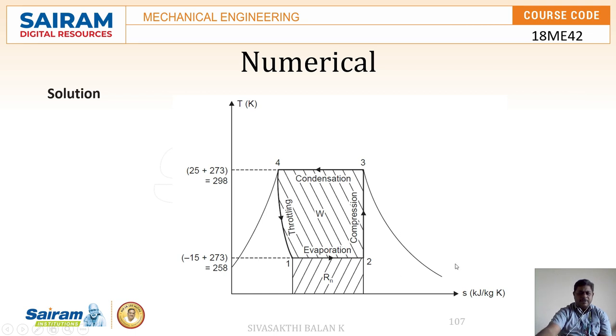This is the TS diagram for the given problem, and the quality of the steam at the end of the compression process is given as dry and saturated. That means point 3 always lies exactly on the saturation line of the TS diagram. For this quality, the TS diagram looks like this. And the four processes mentioned here and the shaded regions represent the refrigeration effect as well as the work input.